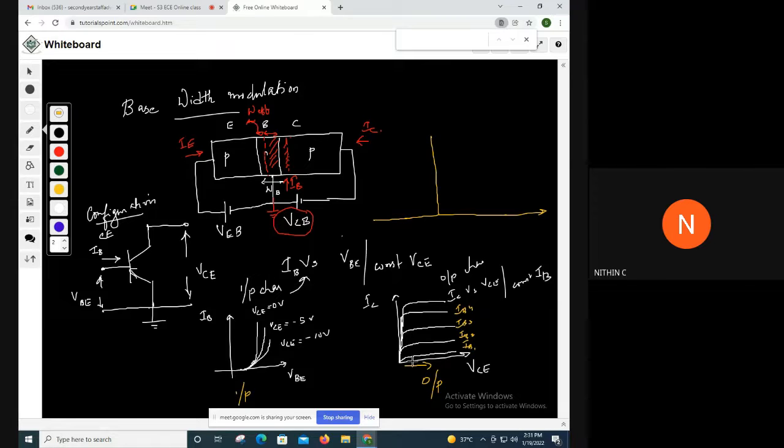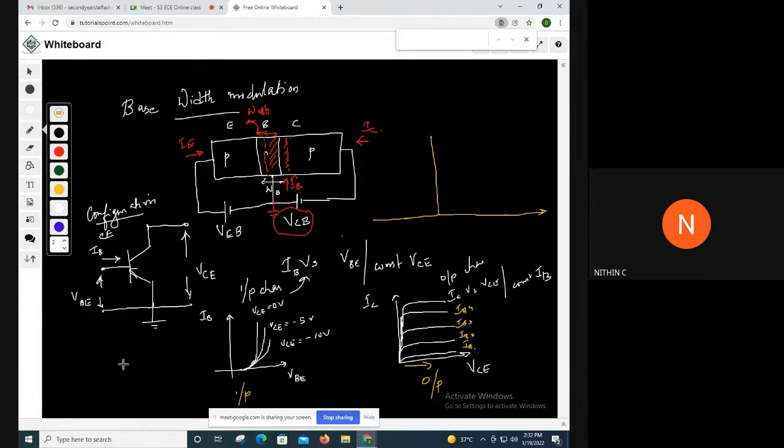As VC increases, we are observing that the current is saturated. But one effect of base width modulation, as we already wrote, is an increase in IC. The reason we gave is that the width of the base decreases, which is why IC increases. We have already mentioned that.